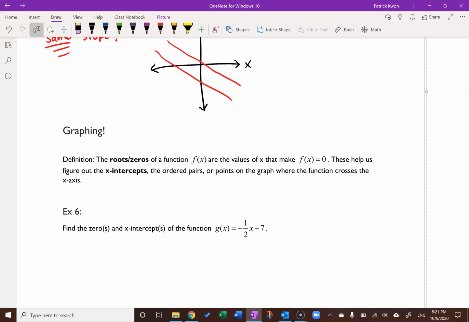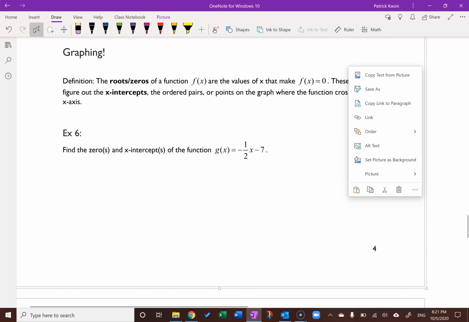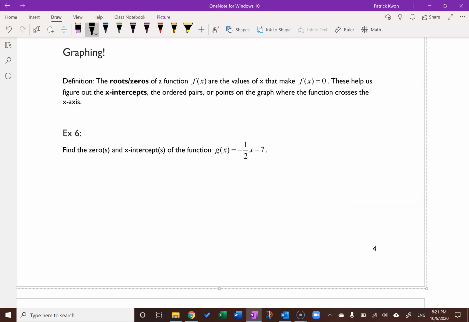All right, so example 6 says find the zero or zeros, there could be multiple, and x-intercepts or x-intercept of the function g of x equals negative 1/2 x minus 7. So the way that we figure out what x value is going to make it 0, well, if you're not even sure how to go about this, you could plug in values and just guess. Like, let's try g of 4.